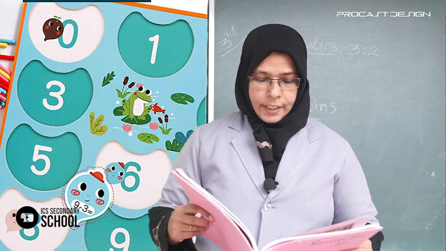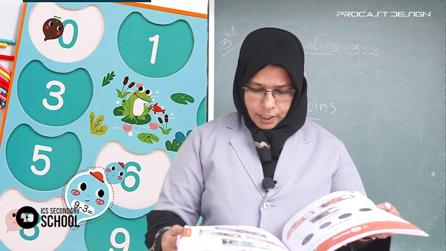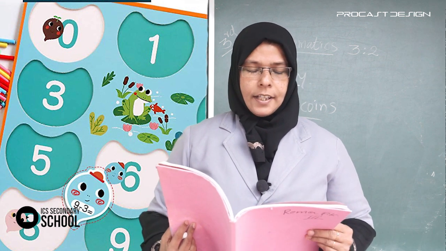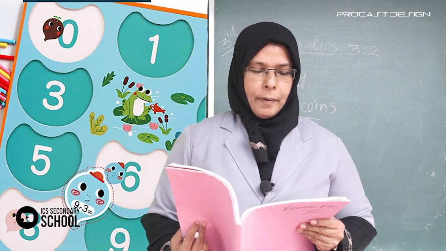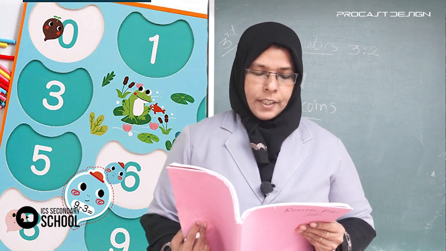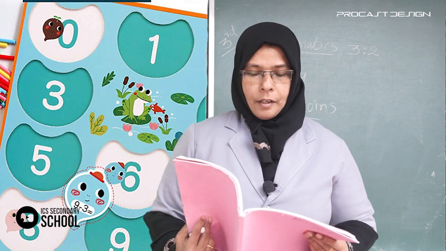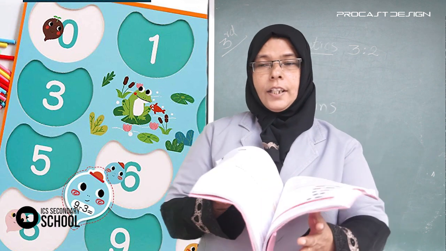All of you listen. In your textbook, the amount in figures is Rs 115.70. The dot separates the rupees from the paise. The amount in words is 115 rupees and 70 paise. All of you look at the examples in your textbook.